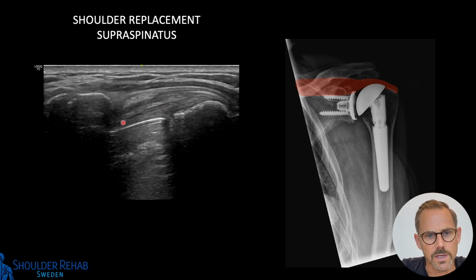So in this case we look at a long axis view of the supraspinatus tendon. We have the acromion here and the supraspinatus tendon that has its old attachment to the footprint on the greater tubercle, and then beneath, instead of a real humeral head, we have a metal humeral head, the prosthesis.